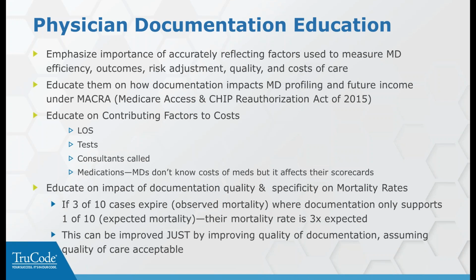They don't know a lot about cost. They often don't know how much tests cost, how much medications cost, etc., and they're not aware of how that impacts their scorecards, their severity, risk adjustment, mortality scores, etc. And so often they can improve all of those things just by improving the quality and specificity of the documentation that they put in their records.